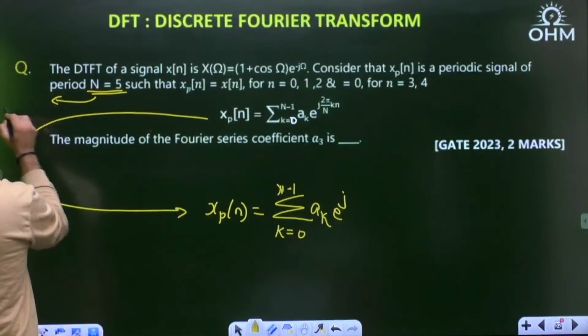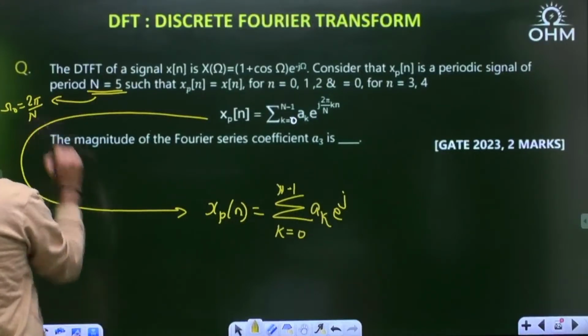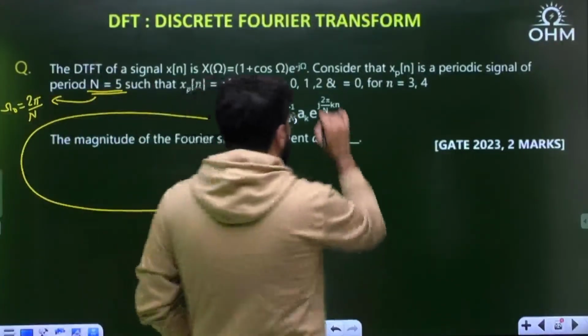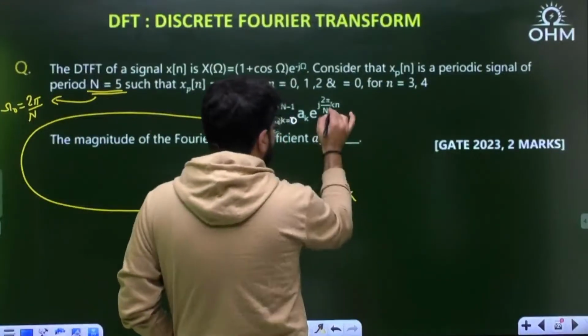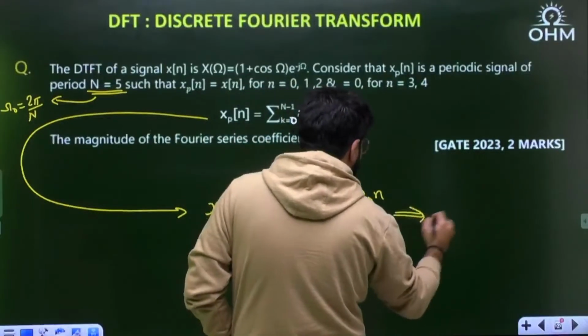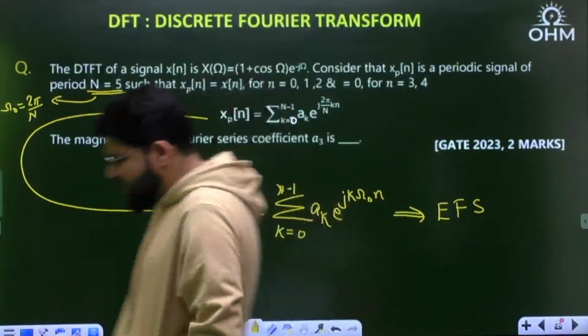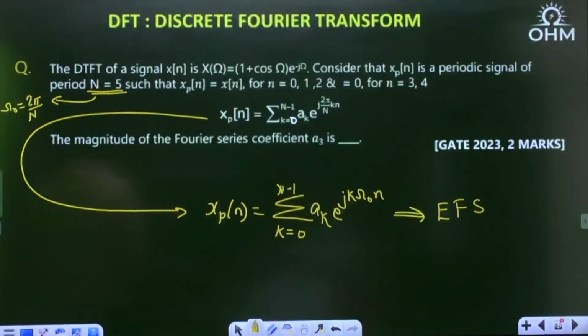Okay, if the period N equals 5, what is the fundamental frequency of the signal? The fundamental frequency is given by 2 pi by N. So this k and then the 2 pi by N, I am writing omega naught into n. What is this? This is nothing but the exponential Fourier series representation.